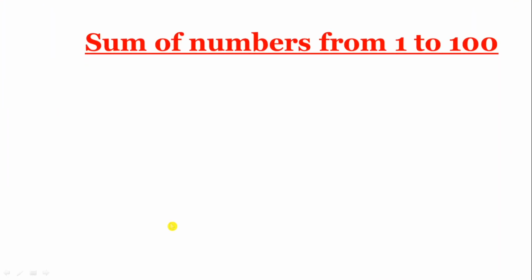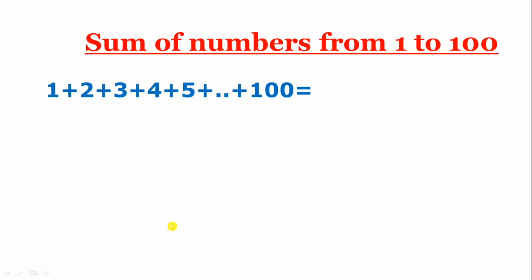Here we have an example where we need to find the sum of numbers from 1 to 100, like this: 1 plus 2 plus 3 plus, till 100. Actually, there are a lot of ways, various techniques for adding the numbers from 1 to 100. One of them is Gauss Theorem. Perhaps you are familiar with this theorem from mathematics lessons.